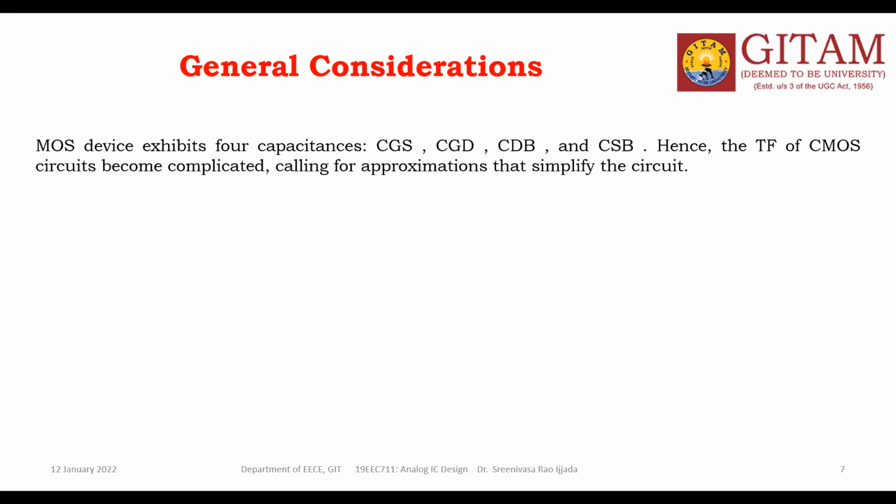Hence, the transfer function of CMOS circuits becomes complicated. Because of the existence of these capacitances, generally, suppose if you take a MOSFET, so this is our MOSFET, for example.